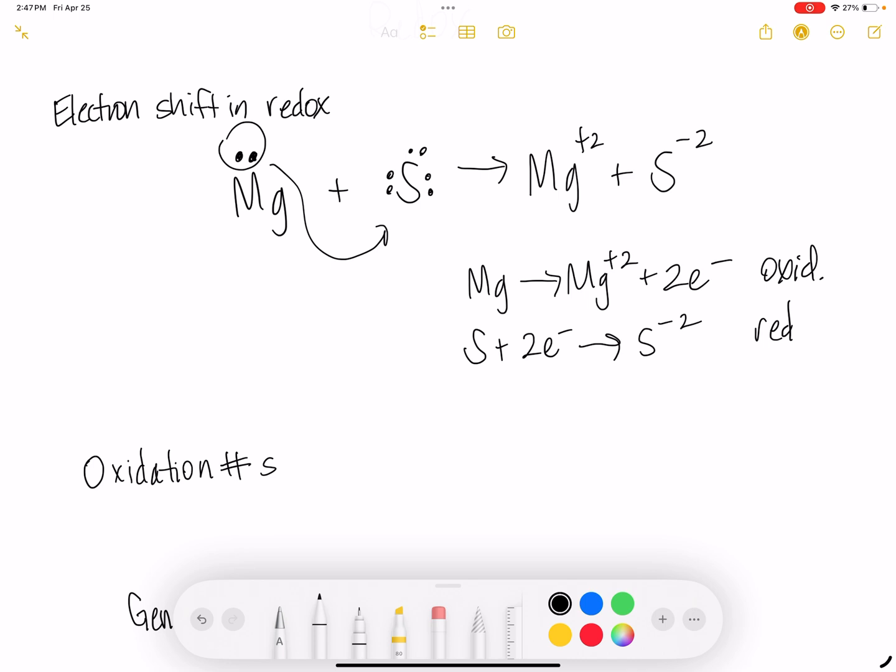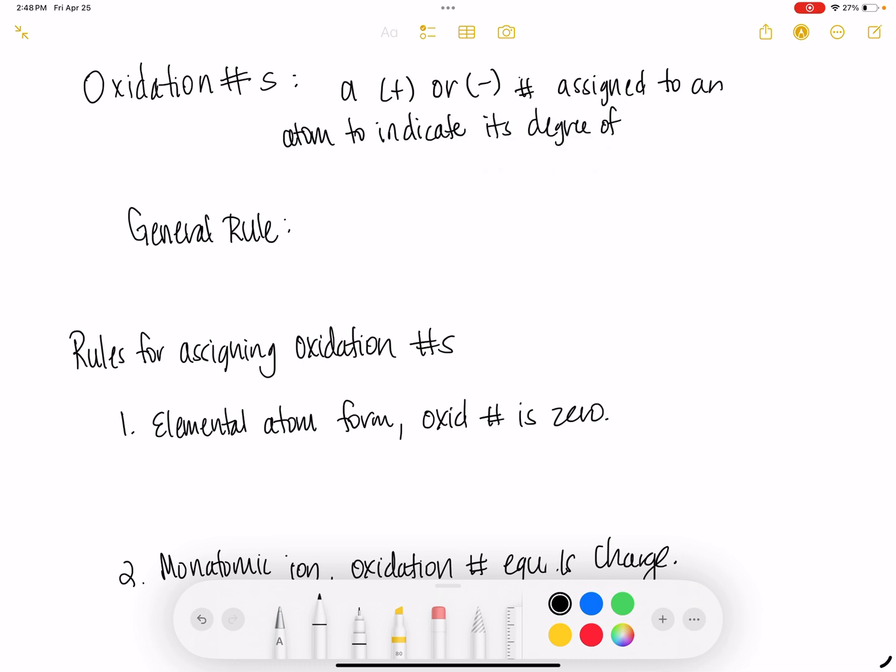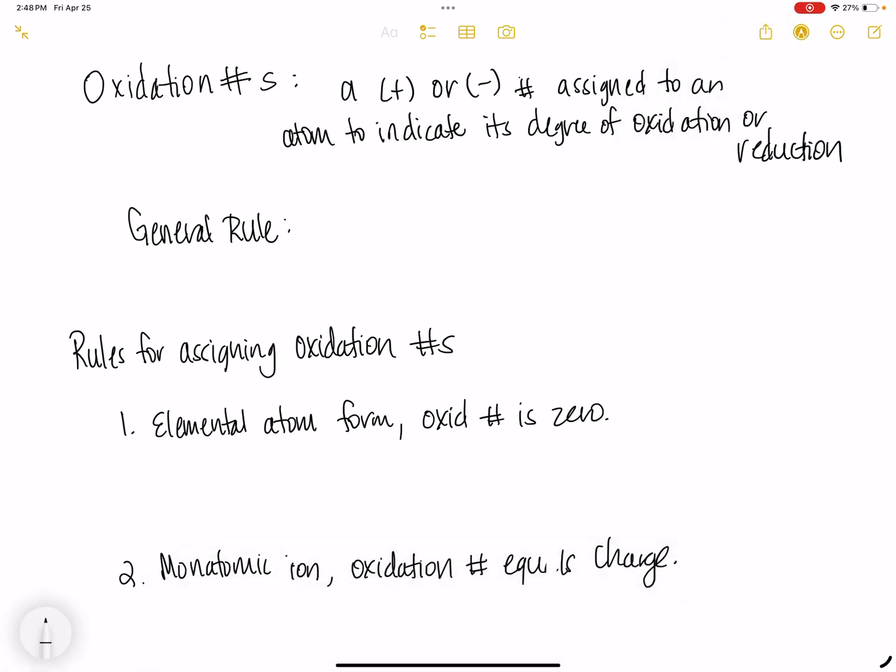It does get more challenging than that, but before we do that, we have to learn about things called oxidation numbers. And so oxidation numbers are a positive or a negative, I don't want to call it charge, number assigned to an atom to indicate its degree of oxidation or reduction. So we're going to use eventually, once we know how to do this, oxidation numbers to determine, one, whether or not a reaction is a redox reaction, and two, to determine who's being oxidized and who's being reduced, and then what the oxidation half reaction is and what the reduction half reaction is.